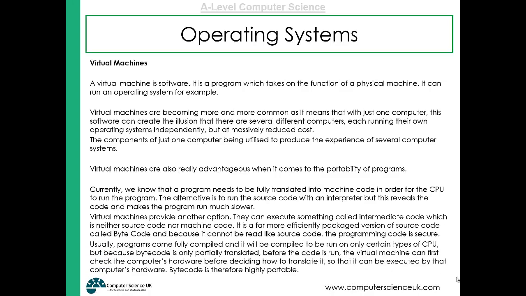Usually programs come fully compiled, compiled so they can be run on a certain type of CPU. But because bytecode is only partially translated, before the code is run, virtual machines can first check the computer's hardware and then decide how to finish off that translation. So it's kind of like half translated. The virtual machine has a look at this bytecode, has a look at the hardware that is running on the computer and goes, okay, I now know how to translate this bytecode so that it can be executed by this particular computer's hardware. And because of that, bytecode is really portable.